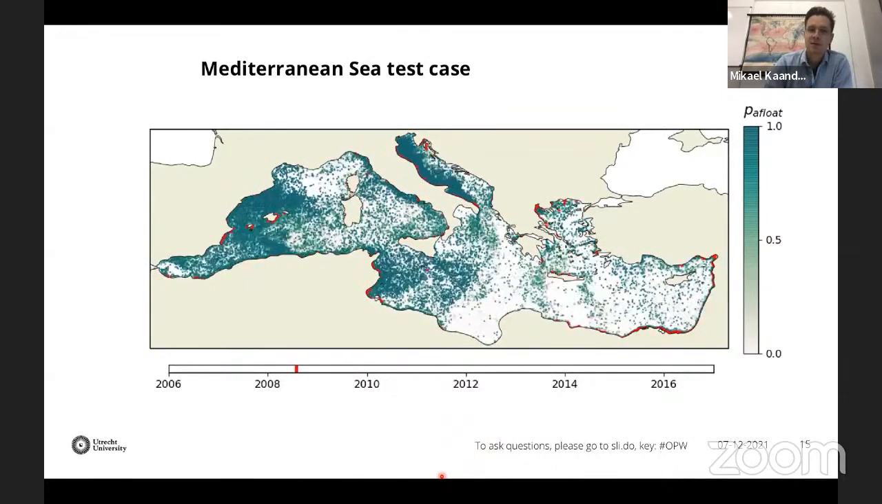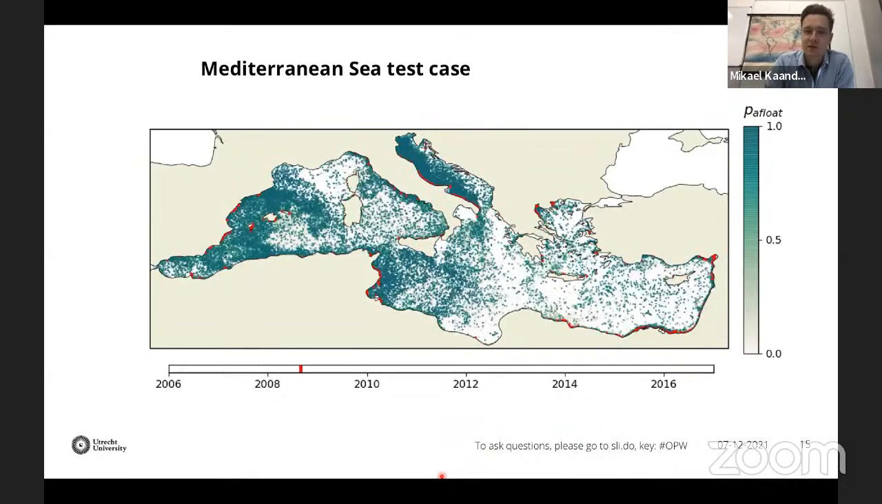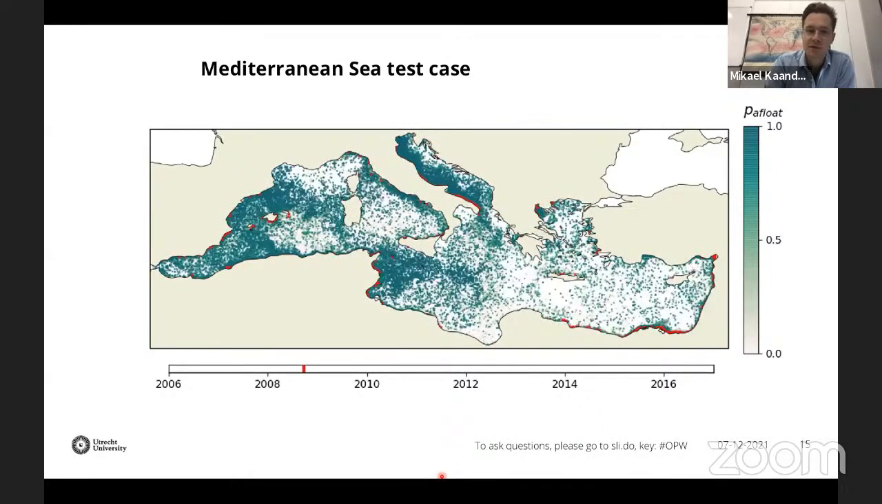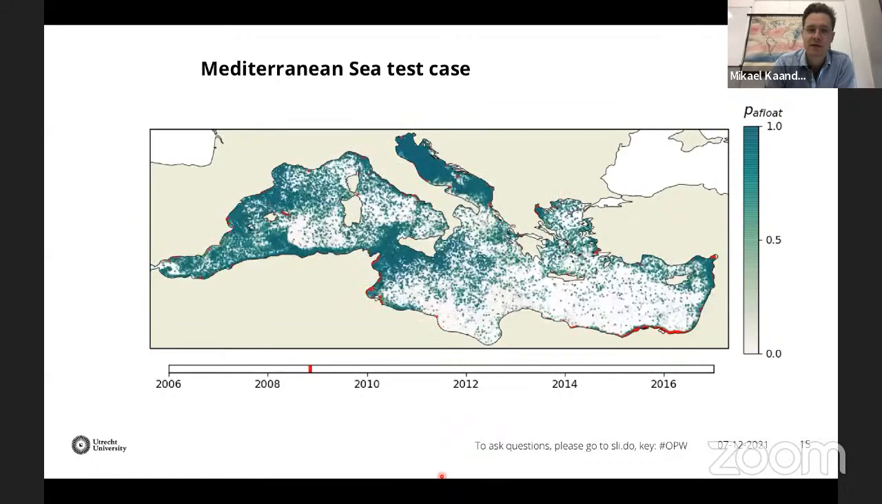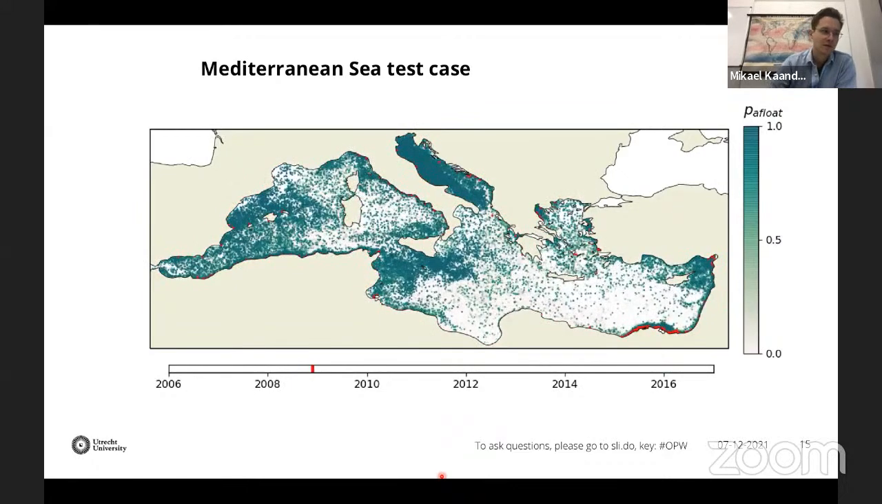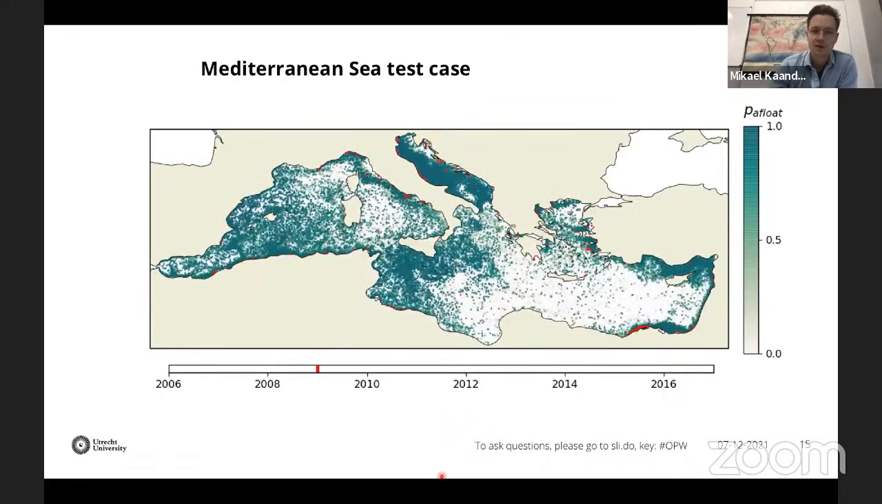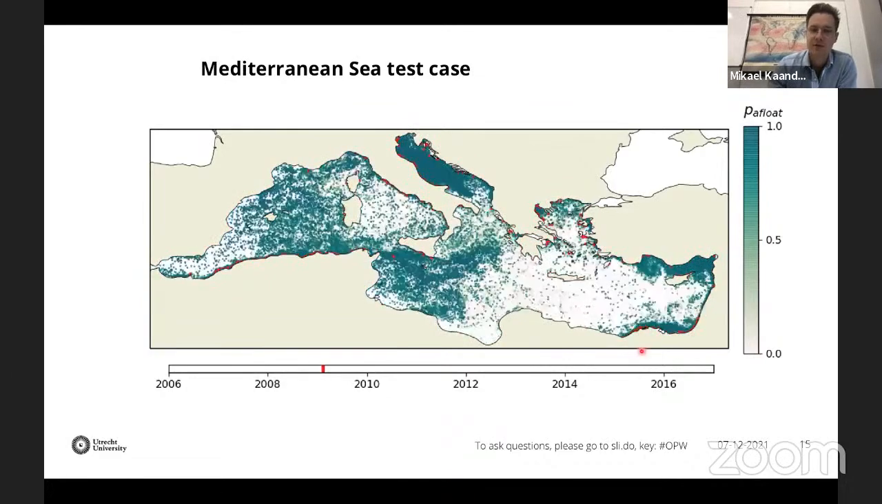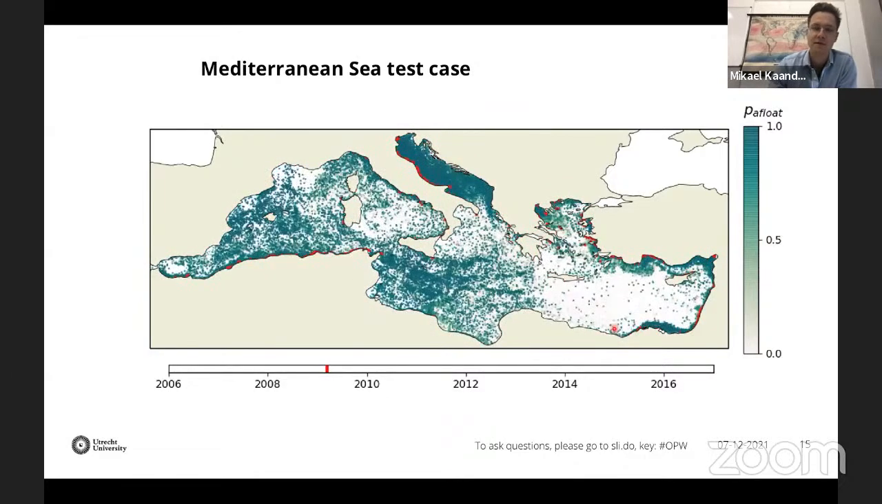And also in this model, we can play around with the different sources. So we can release more or fewer particles near rivers, for example, or near fishing related areas. So here you can see quite clearly, for example, how quite a lot of virtual plastics are released near the river Nile, for example.